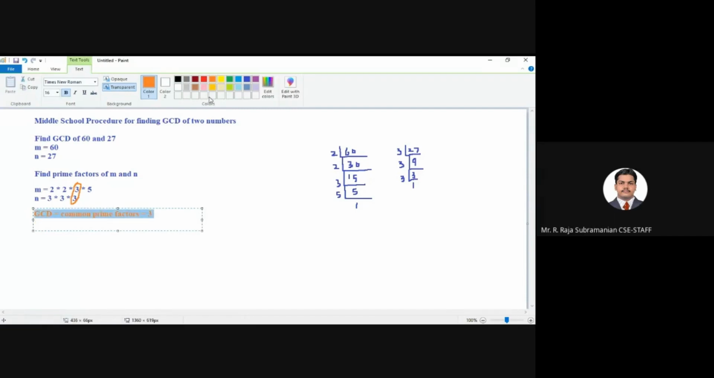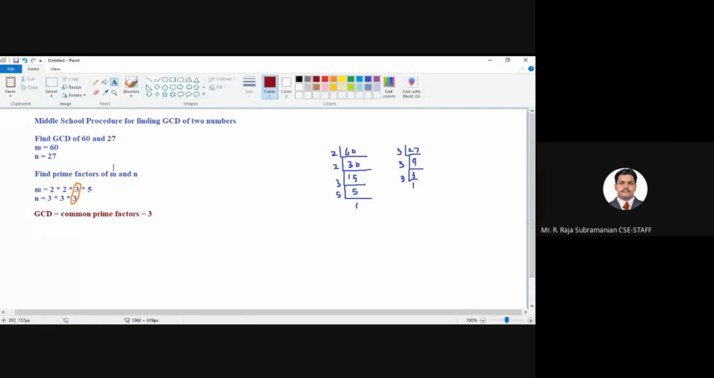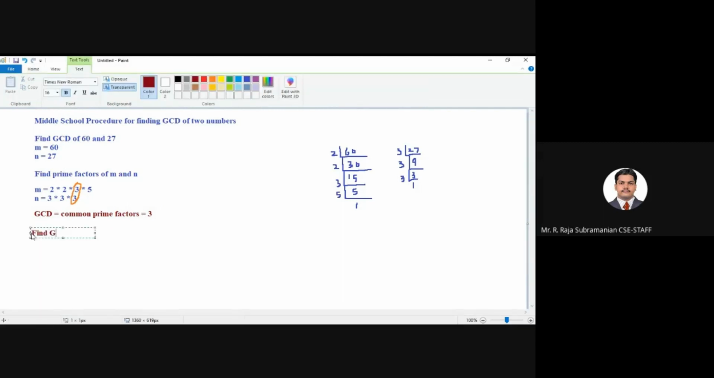Yes. Then now I'll be giving you a question. You solve it using the middle school procedure. Find GCD of 16 and 80. Sir, if we get the same numbers in M and N, what should we do, sir? Both M and N are same? The GCD will be the same number, right? Those questions we will not ask.